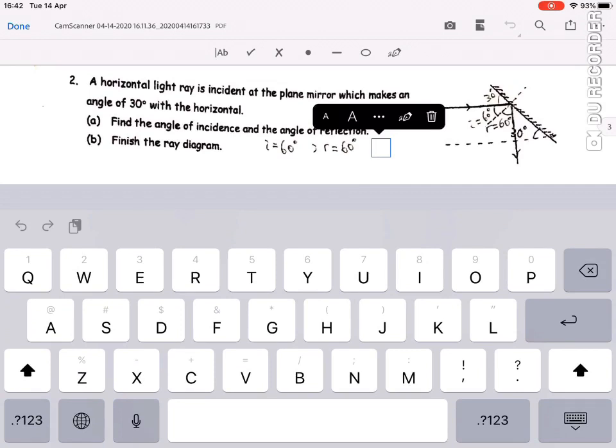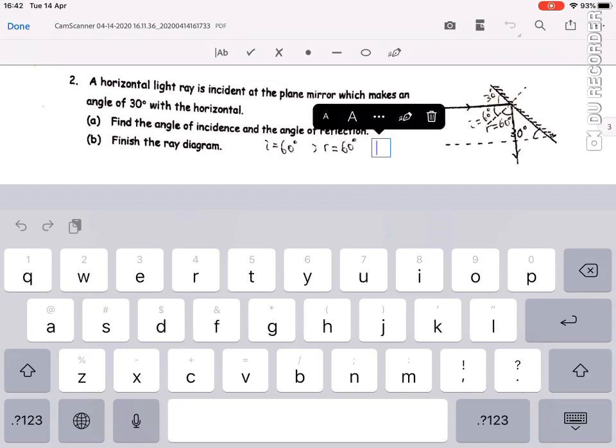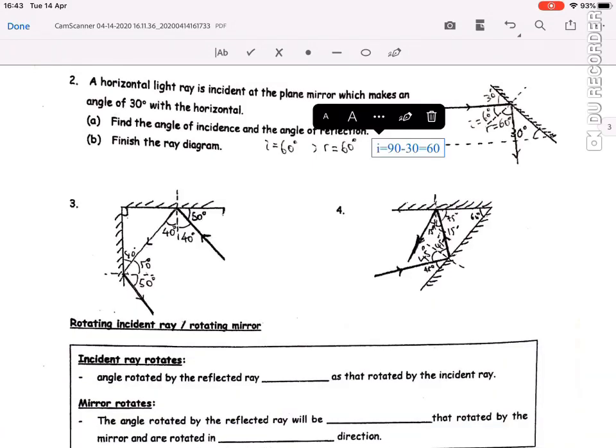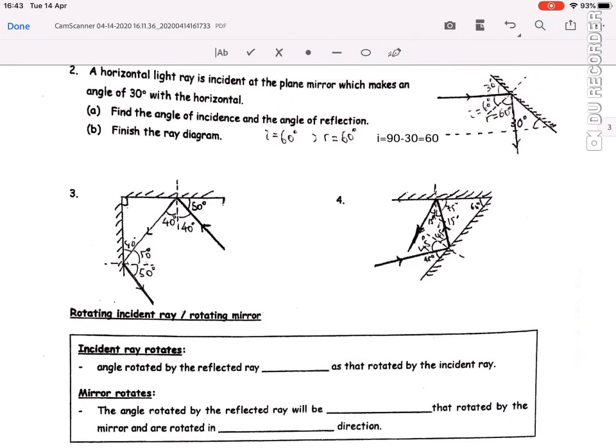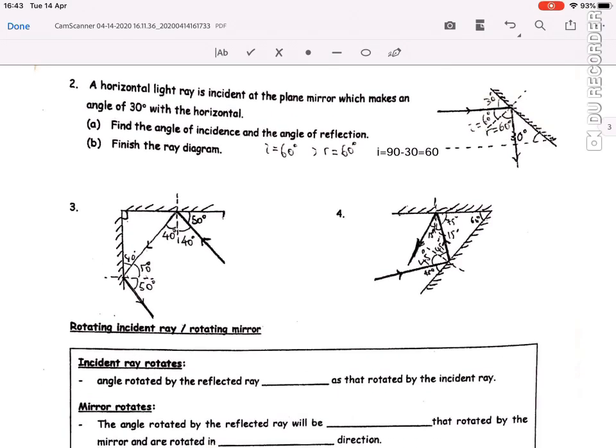We need to find out what the incident angle is. It will be equal to 90 degrees minus 30 degrees, because the one that's coming in is at the top, right? So we got the answer, that is 60 degrees. That's how we get the incident angle, which is equal to 60 degrees.